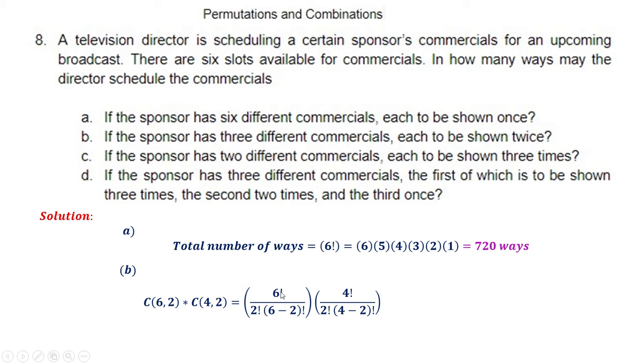So, for B, our n is 6, 2, and then 4 and 2. So, we check 6 factorial all over 2 factorial times 6 minus 2 factorial, multiplied by 4 factorial over 2 factorial times 4 minus 2 factorial. So, we have 90 ways.